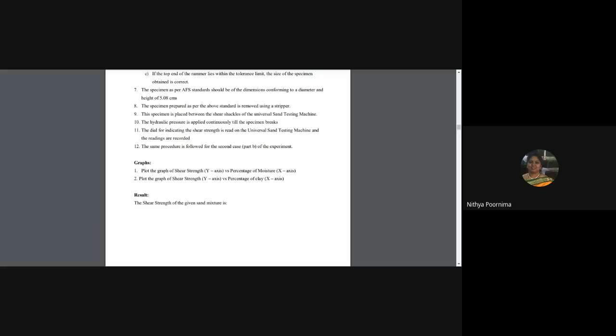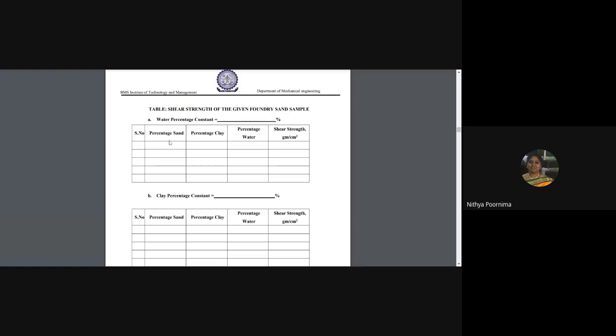After taking down the values, we're going to plot the graph, that is the shear strength on the y-axis and percentage of moisture on the x-axis. Similarly, we're going to plot one more graph, shear strength on the y-axis and percentage of clay on the x-axis. Now the table will be something like this. The percentage of sand, percentage of clay, water percentage, and from the UTM you'll measure your shear strength.